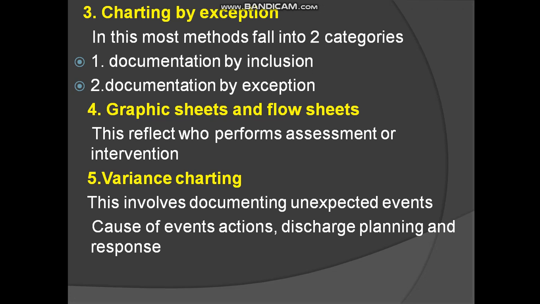The next one is variance charting. Variance charting involves documenting unexpected events, causes of events, actions, discharge planning, and responses. These are the 5 types of paper-based documentation system.